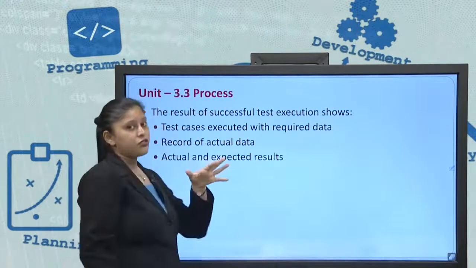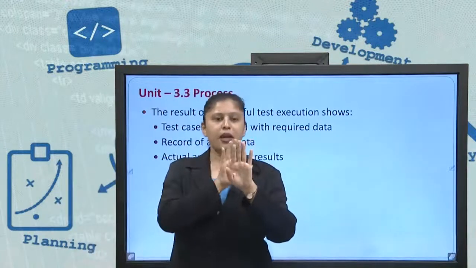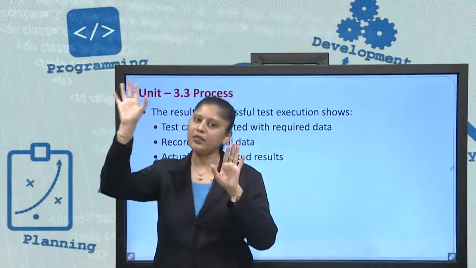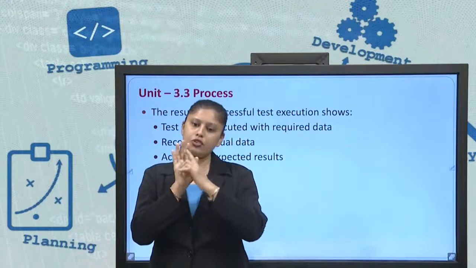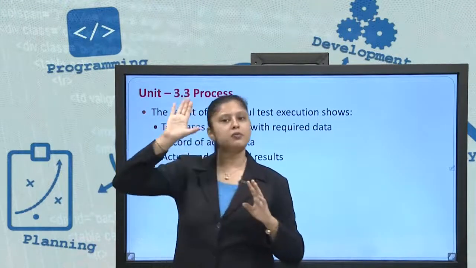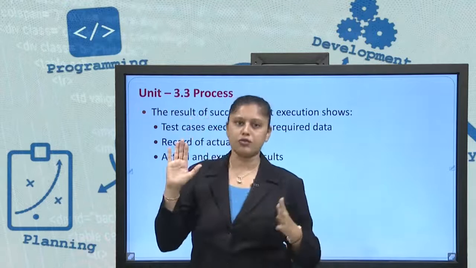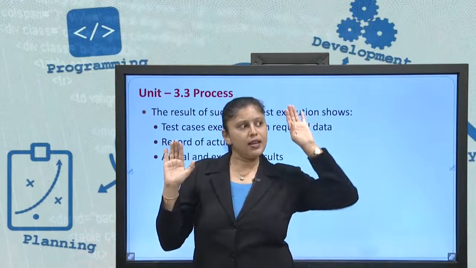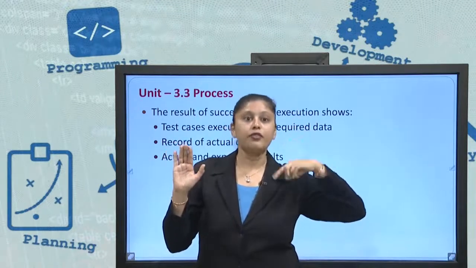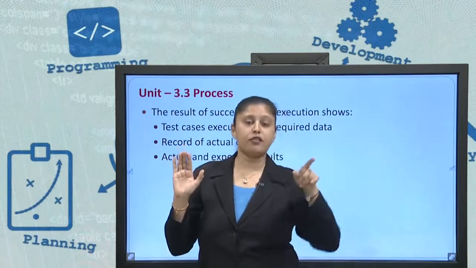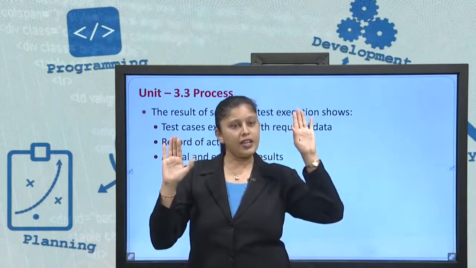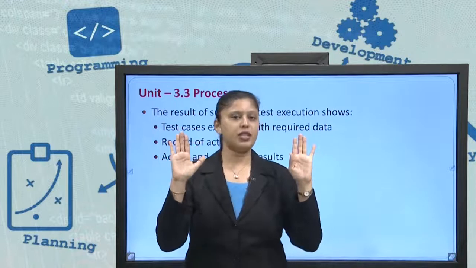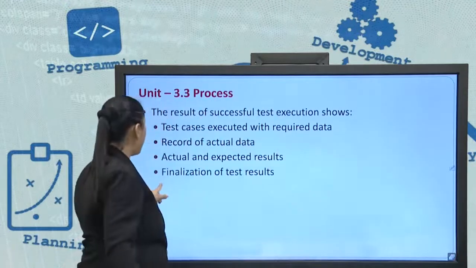Actual and the expected result, as I said, before my testing I would have expected something in my mind, that after execution of this particular code I should get this much result. So that comes to my expected result, and there is an actual result which comes out after the actual execution of my software. So my actual result and my expected result should both be there.